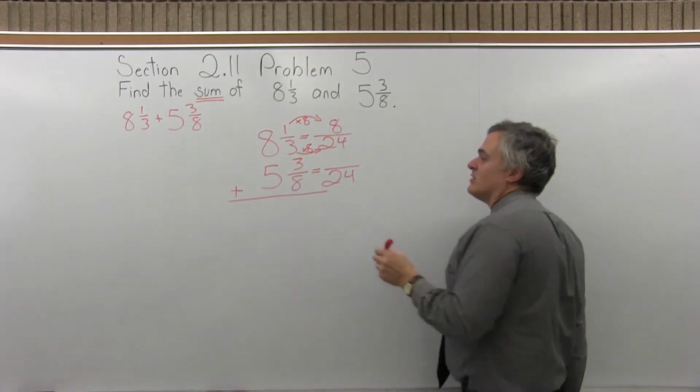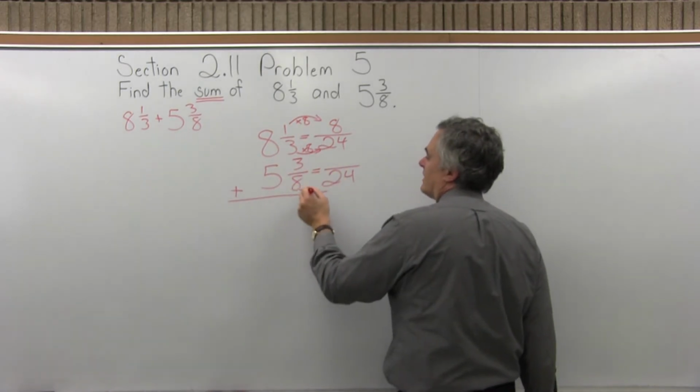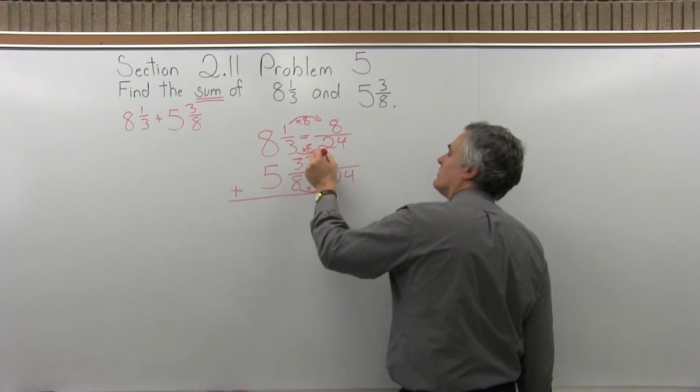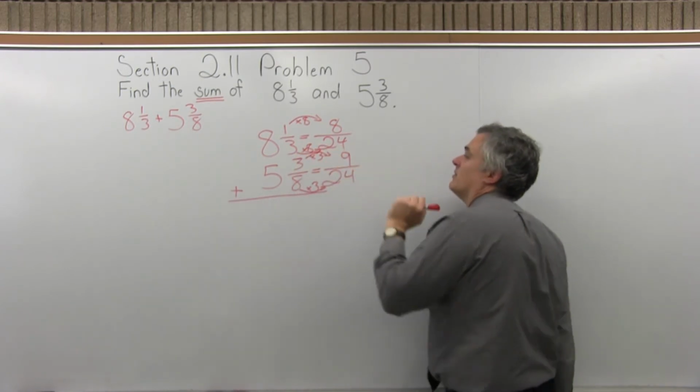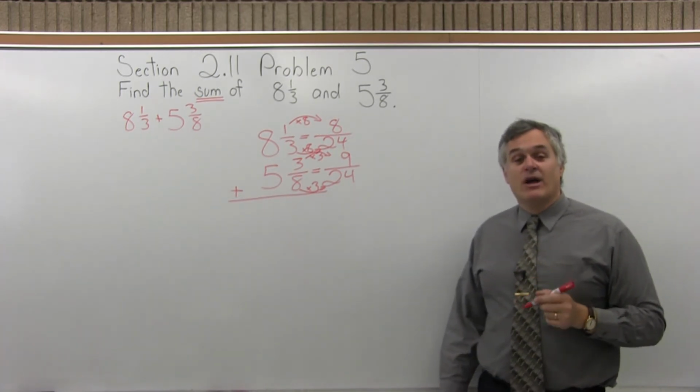Now the lower fraction of 3/8, what's the new numerator? So 8 times something became 24, which would be times 3. So the numerator of 3 is multiplied times the same value, times 3. 3 times 3 would make a 9. Now I have a common denominator.